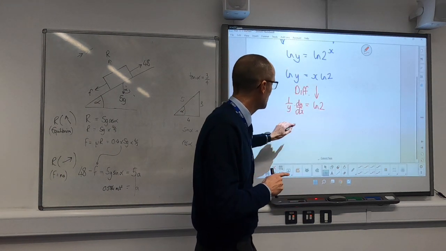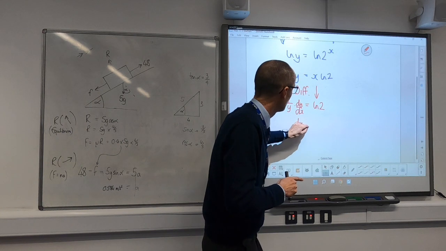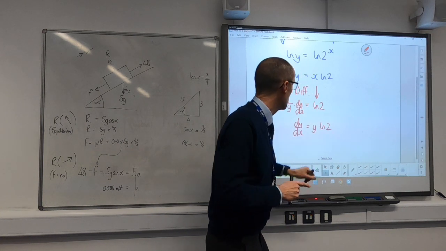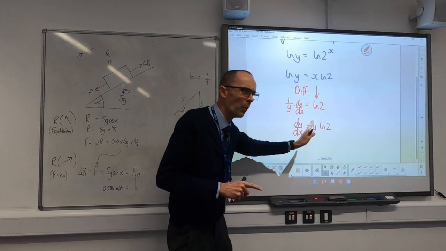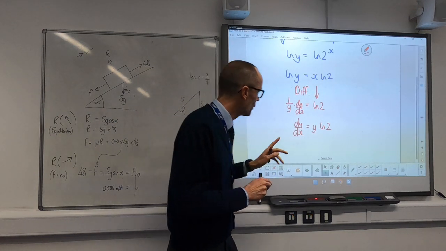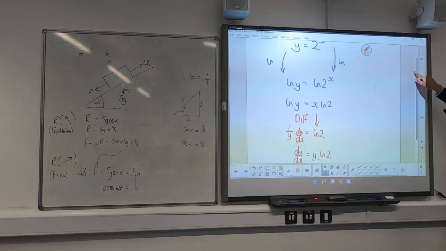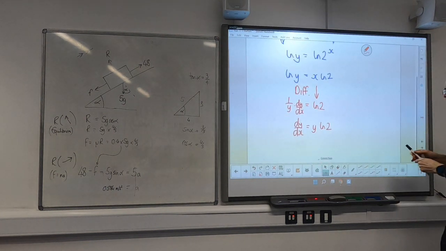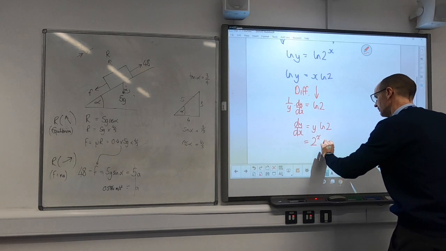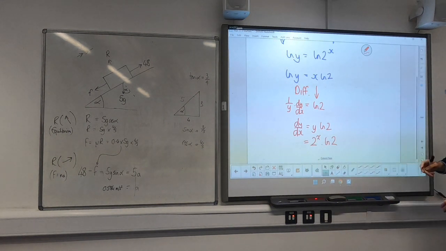I'm then going to multiply both sides by y. So I've got dy by dx, but it's in terms of y, which is a pain. But if I look right back to the beginning of the question, y is equal to 2 to the x. And hopefully you can see that would be the same for 3 to the x, 4 to the x, 5 to the x, 6 to the x. And you can use that as a standard result. It's not on the formula sheet, but if you're asked to differentiate 2 to the x, you can say that's 2 to the x, ln 2.